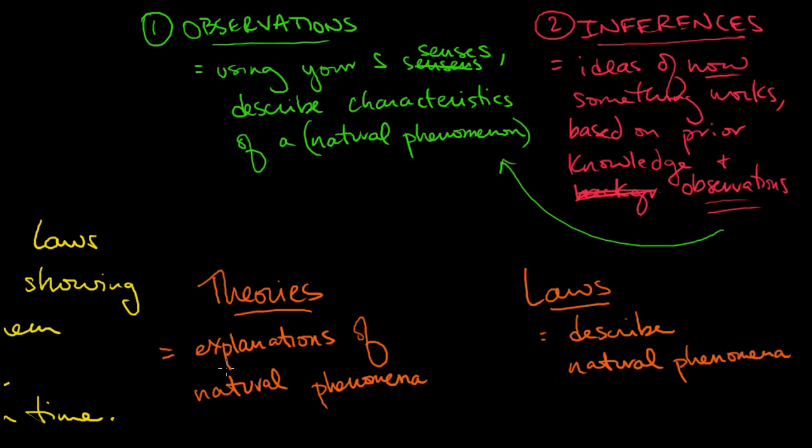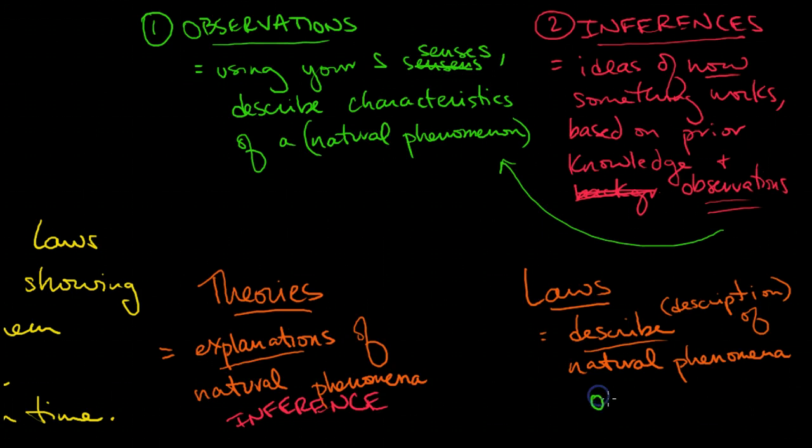Now, this is the key word, explain and describe. Or maybe I should say description, so I'm grammatically consistent. Description of natural phenomena. But if we look at that definition more closely, an explanation is in fact an inference. And a law is an observation.